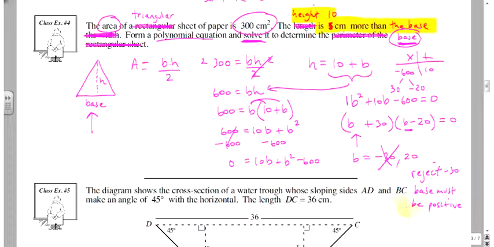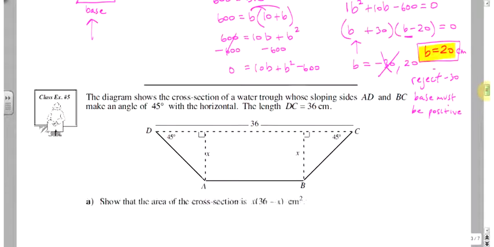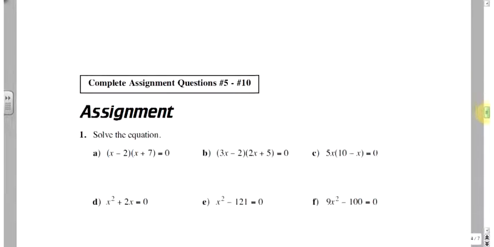That doesn't make any sense. So the only number I have, the only solution in this case, because it's a practical question, is 20. Okay? Do I have a unit? Yes, I do. That's centimeters. Okay? That's the only answer here. 20 centimeters. Okay? Questions?